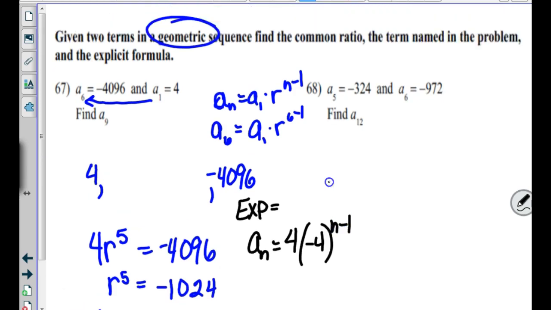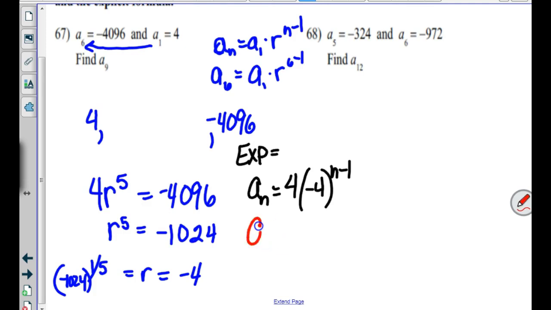Then what did they ask for? We found the common ratio already. It was -4. We need to find the 9th term, it says. So a sub 9 would be 4 times -4 to the 8th, because it's 9 minus 1. So it should be positive. Is it 4096? No. 1024? No, it's a bigger number than that. Somebody tell me what you get. 262,144.